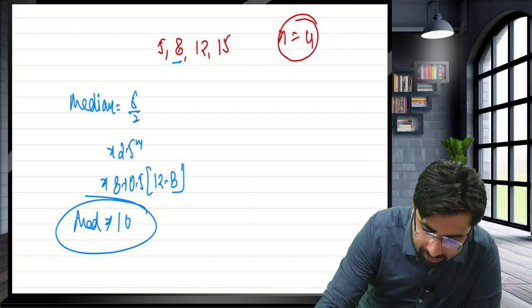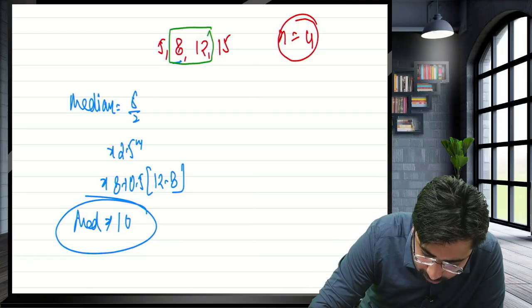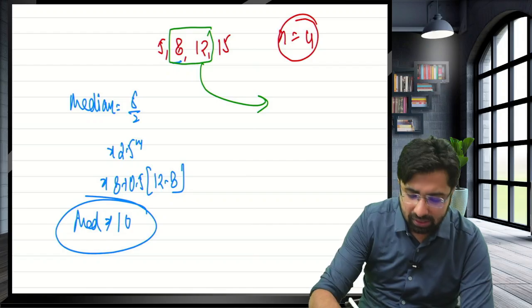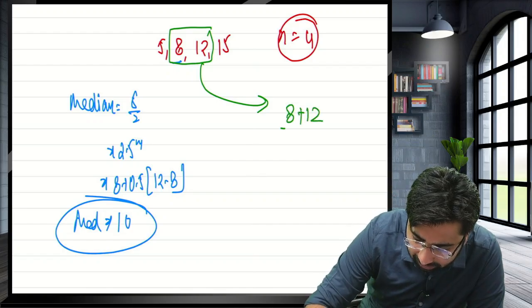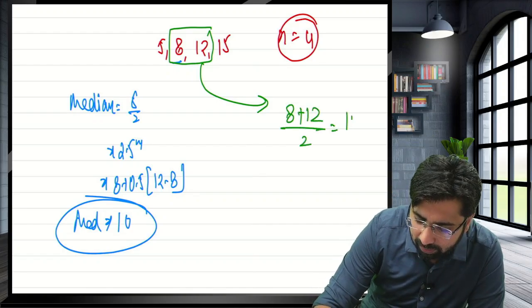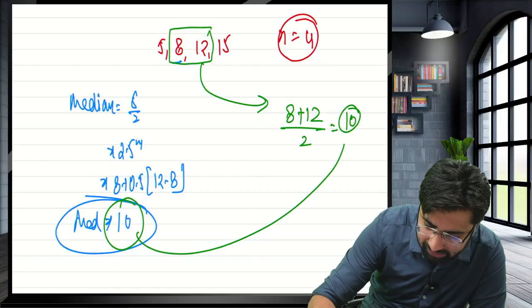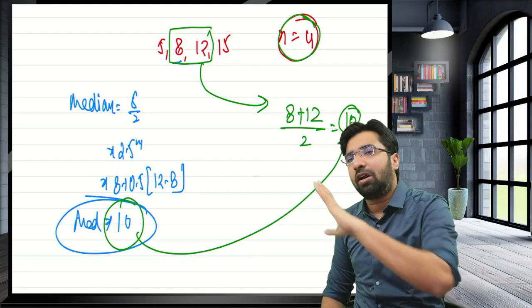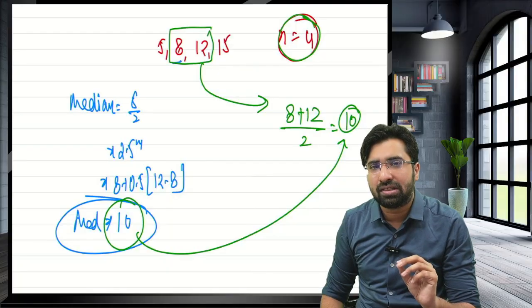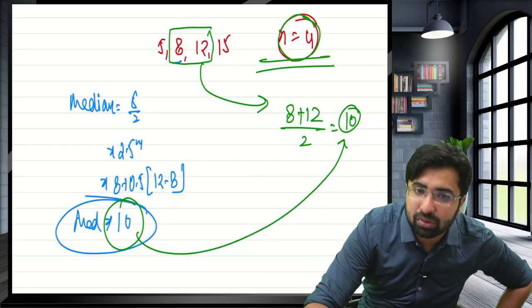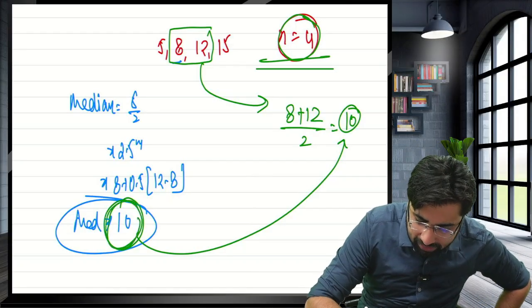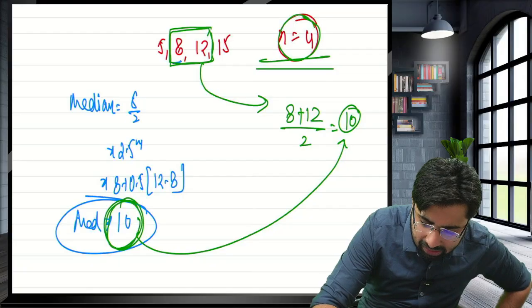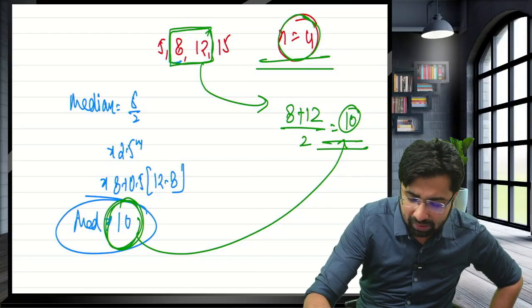Can I say just take a simple average of the middle two values? What are the middle two values? 8 and 12. Take a simple average: 8 plus 12 divided by 2, 20 divided by 2, we get 10. This applies in case of an even number of observations. If you have an odd number of observations, you will not get this answer. When you have an even number of observations, either you calculate the median or you just take a simple average of the middlemost two values. The answer will remain the same.